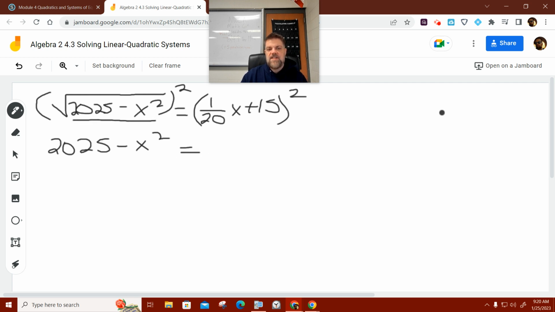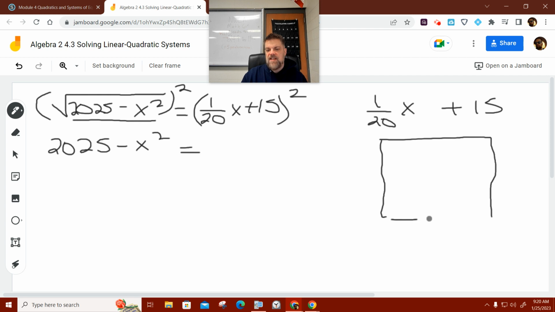Now over here, this is a little more complicated. I could say 1 over 20x plus 15. This is where it gets a little tricky. I'm going to need to do my grid. Oh, it's drawn the funny lines again. I need to recalibrate that. And then I'm going to multiply that by 1 over 20x plus 15.